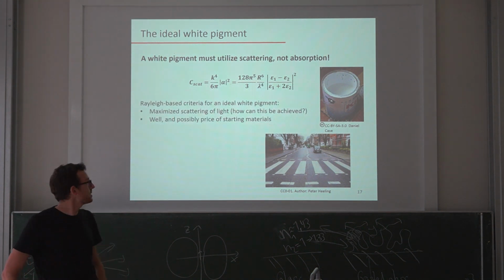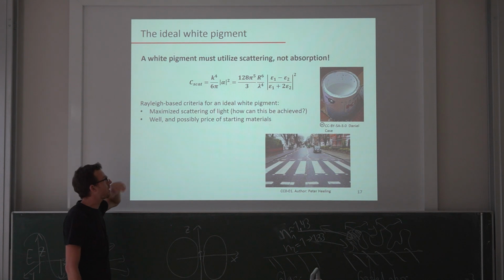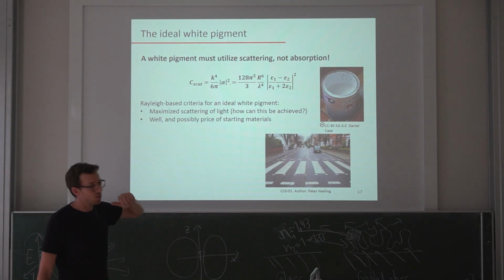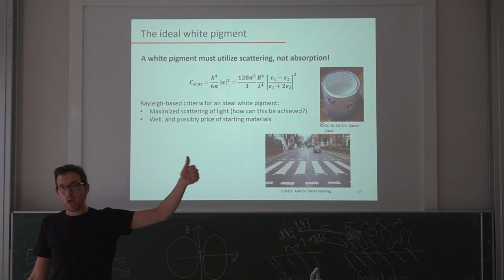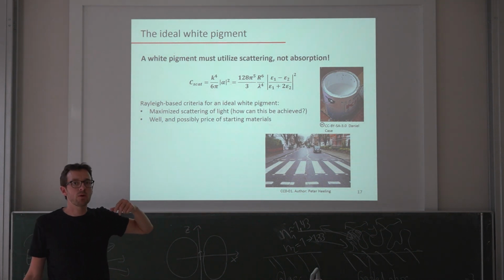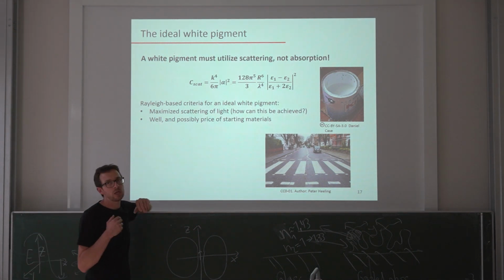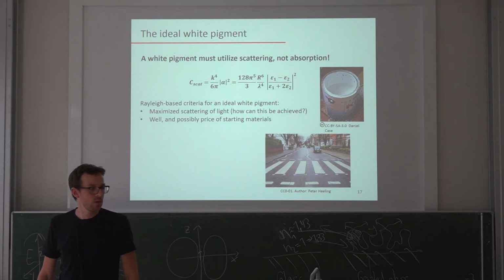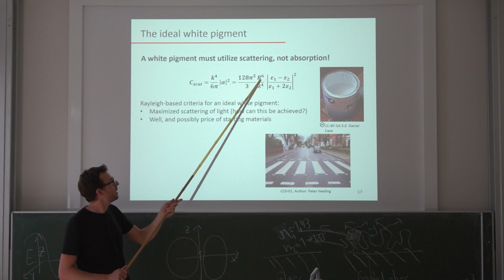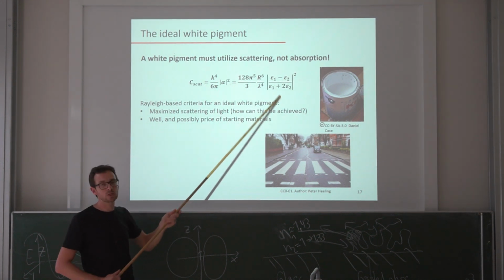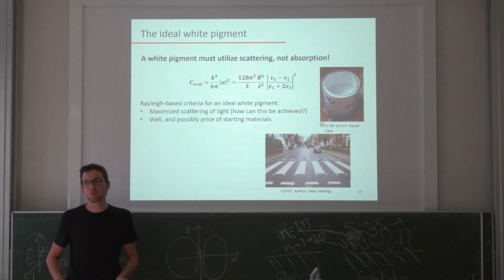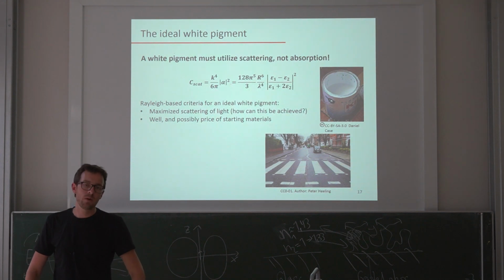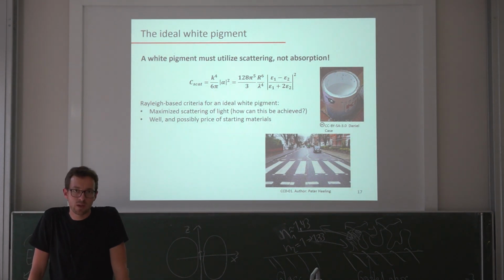So to optimize Rayleigh scattering or scattering for an ideal white pigment, you want to maximize the scattering, and typically you also may want to consider the price of the material that you plug in. So the solution is you make the particles large, because this increases the scattering, and then you make the contrast here as big as possible, and this is by making epsilon 1 high. Epsilon 1 is related to the refractive index of the material.